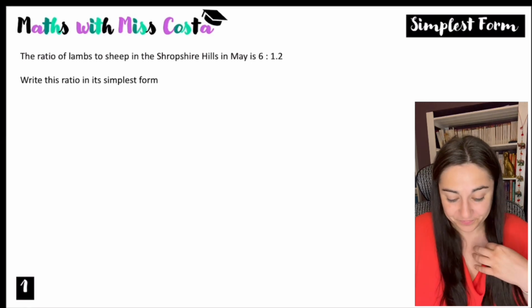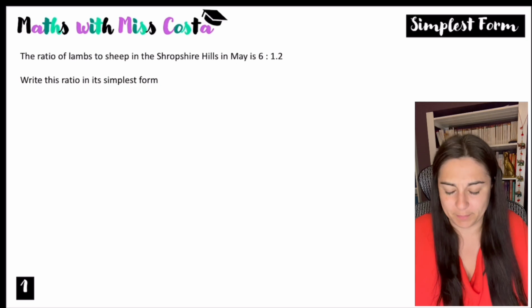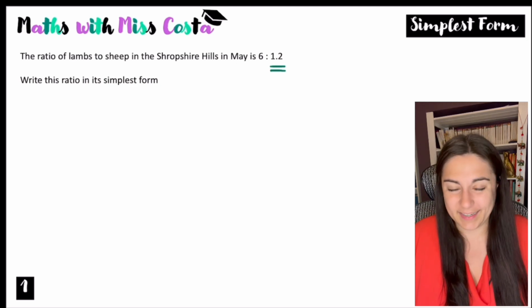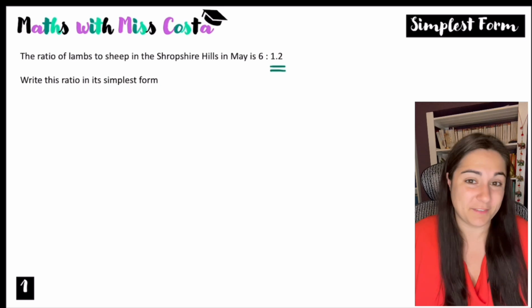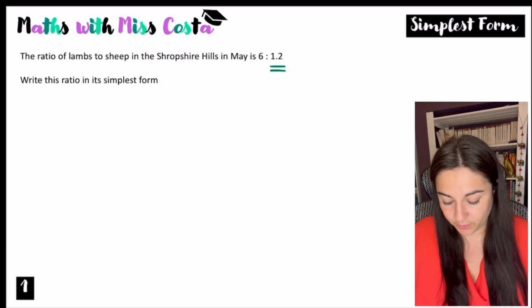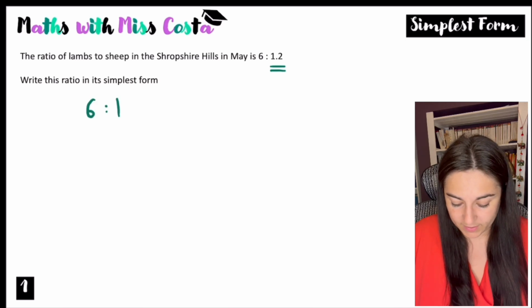Okay, so here I am given a ratio, and you might think, oh, that looks like it's in its simplest form. But for something to be in its simplest form, it needs to be whole numbers, really. So you don't want to have decimals. So I'm told that the ratio of lambs to sheep in the Shropshire Hills in May is 6 to 1.2. Write this ratio in its simplest form.